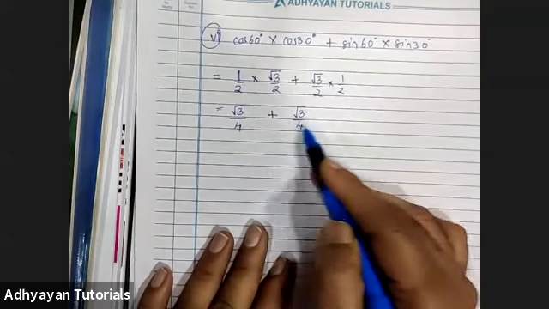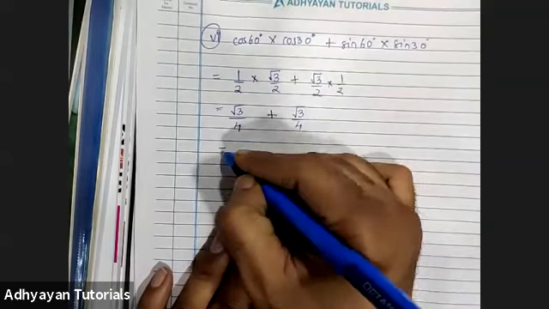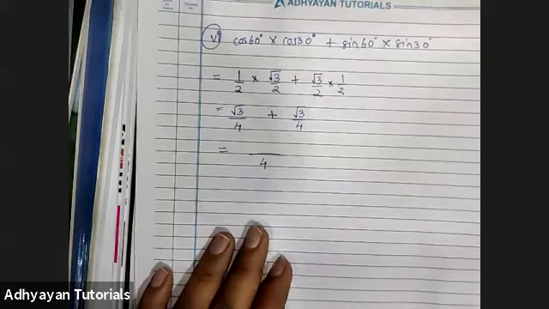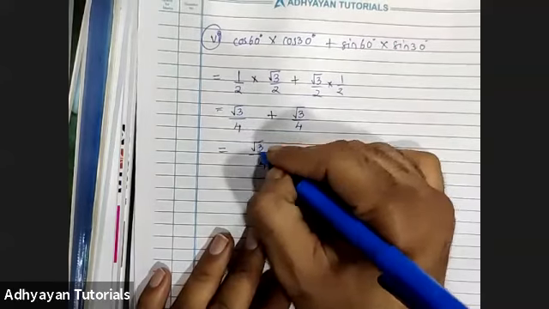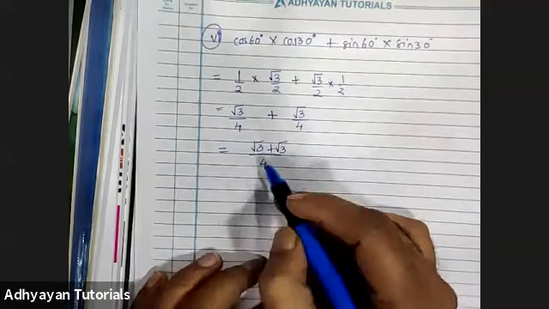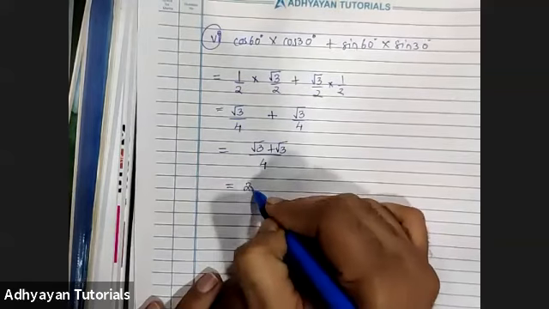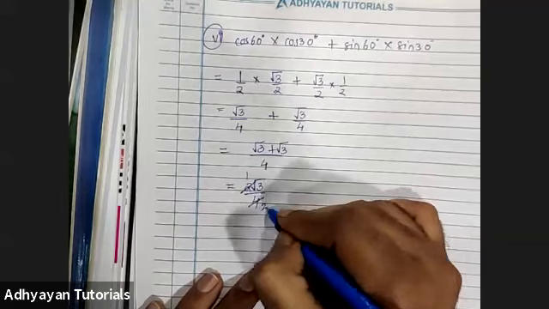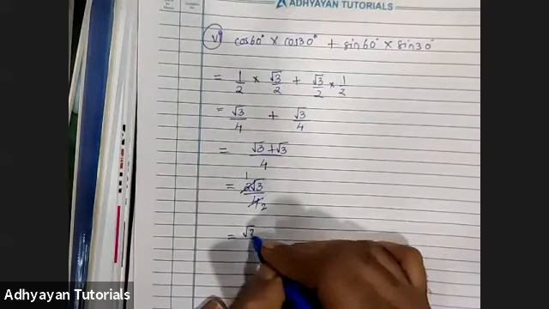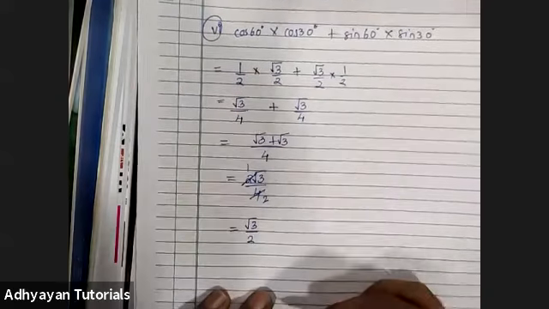Now, fraction plus fraction, the denominators are equal. So I just write the denominators once and I operate the numerators. I add the numerators. Root 3 plus root 3, the answer is 2 root 3 upon 4. It goes like this, 2 ones are 2, 2 twos are 4. I've just simplified the ratio. So the final answer is root 3 upon 2.